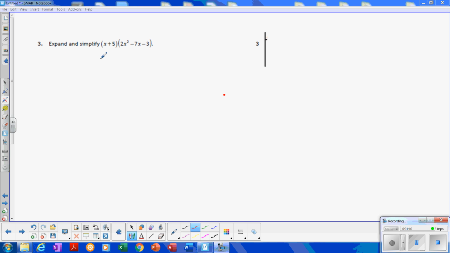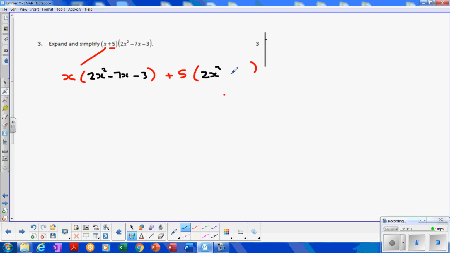We want to multiply two brackets together, so take the first term from the first bracket, which is x, and multiply by the second bracket. Then move on to the plus 5 times the second bracket. Right, I'll now fill in what that bracket is. So the second bracket is 2x squared minus 7x minus 3. So x times 2x squared is 2x to the power of 3, minus x times 7x is minus 7x squared, and x times minus 3 is minus 3x.